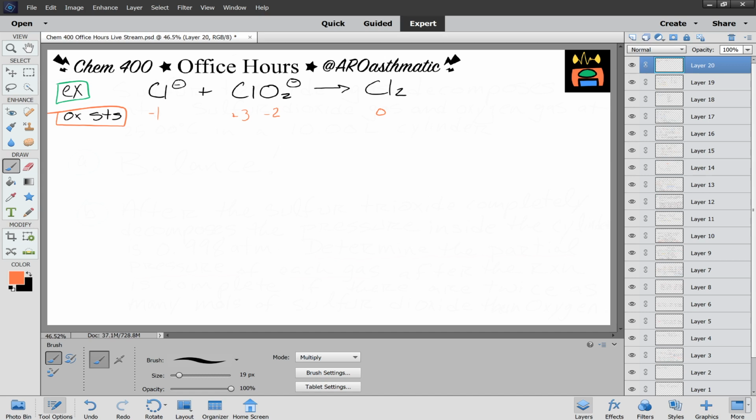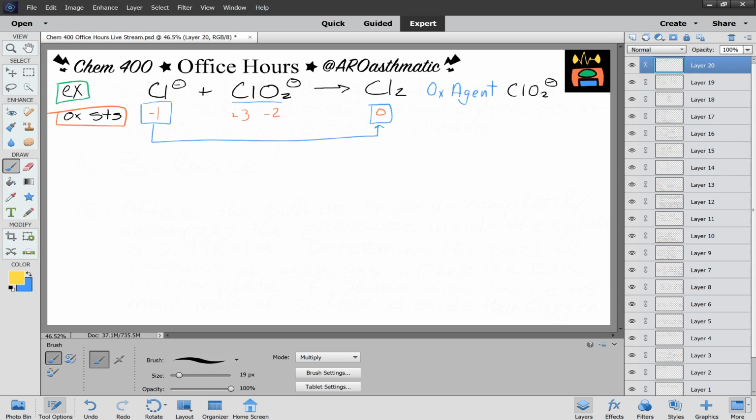Now, when it comes to oxidizing and reducing agents, one thing you can see is that chlorine starts at -1 in chloride and ends at 0, which means that chloride, -1 to 0, has lost electrons, it's oxidized. The compound that causes that oxidation to happen is chlorite. So ClO2 is the oxidizing agent.